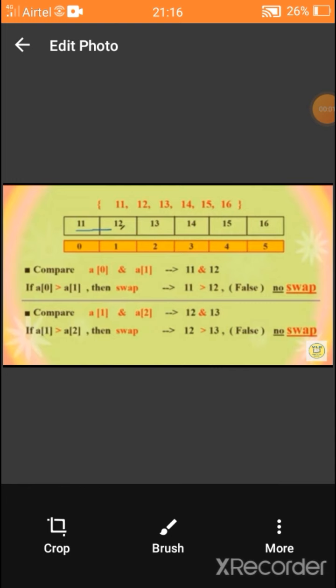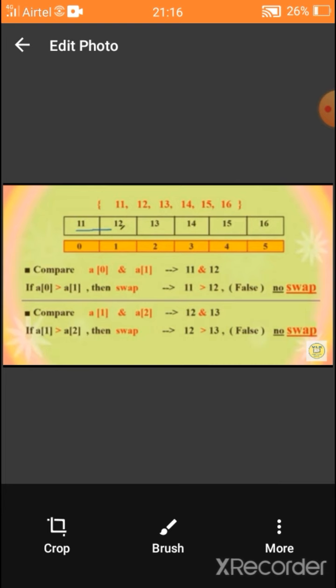When the bubble sort algorithm checks the elements at the end of the array, it continues its process from the beginning. So it goes to the first two adjacent pair. 11 and 12 are compared. They are sorted. So a swap is not required there. Then the next two adjacent pair, 12 and 13, are going to be compared. They are sorted. No swap is required.